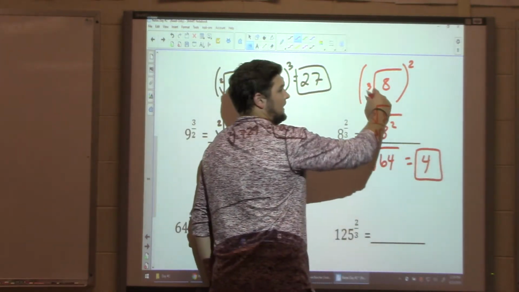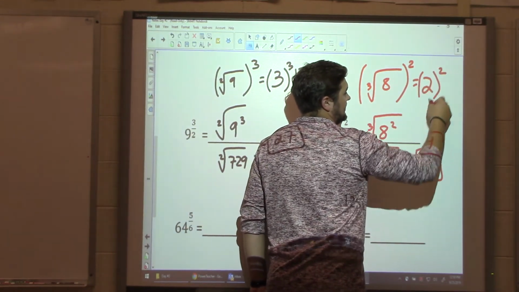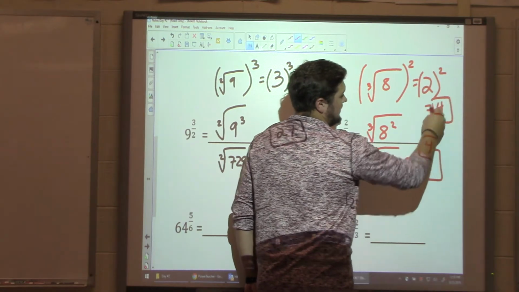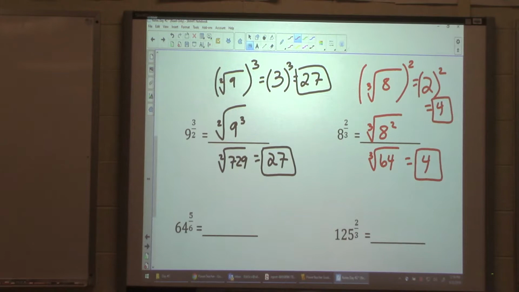Well, if I try it up here, the cube root of 8 is 2, and I know 2 squared is 4. I get the same answer for both of them, right? You should get the same answer every time if you do it correctly.